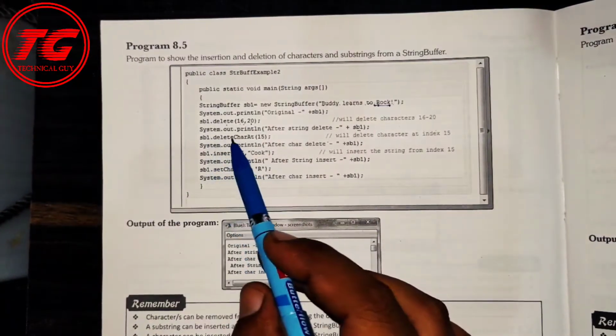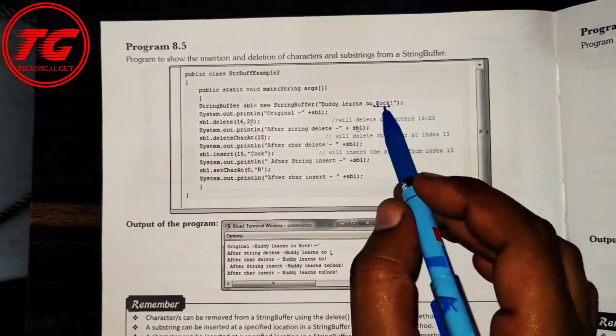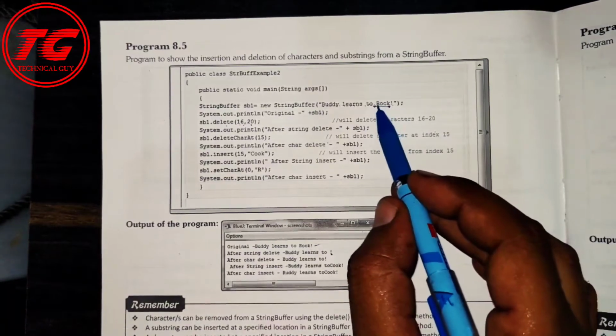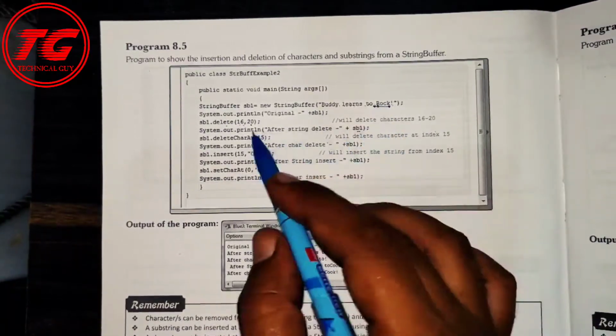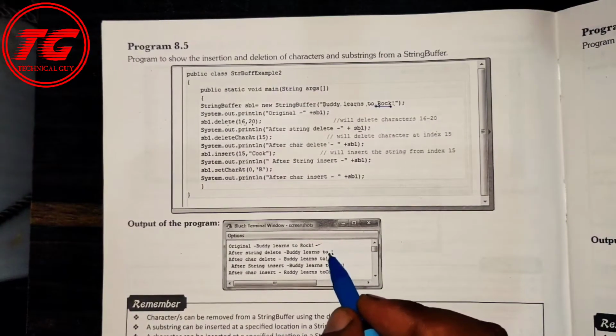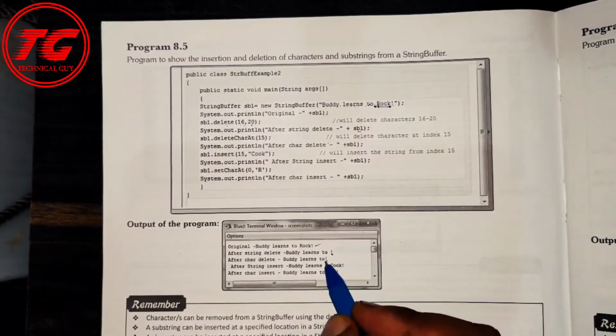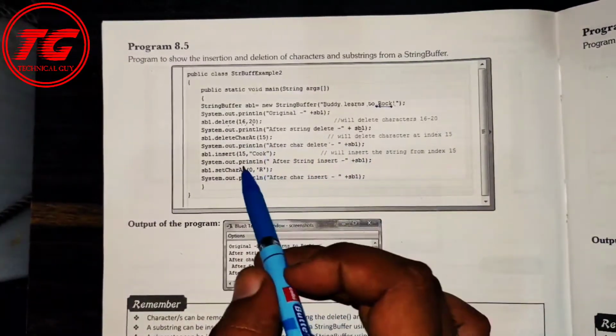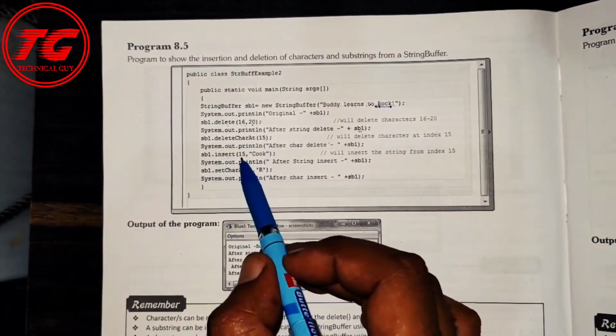Then we have the sb1 dot deleteCharAt 15. The char at 15 is this space after the 2, because this was the 16th place, this is the 15th place, so that is deleted. Here you can see 2 and the exclamation sign, in between a space was there, that space is deleted using the deleteCharAt method. Then we have the insert method.